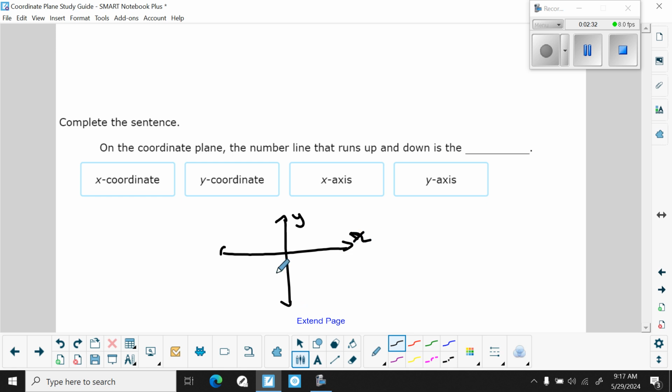Okay, so the one that goes up and down is the y-axis. Some people put y-coordinate. Well, that's not true. The y-coordinate would be the second number when you plot it. So, for example, the point 2, 3, my x-coordinate is 2, and my y-coordinate is 3. That's what a coordinate is. It's the actual number that you are plotting, but the number line that tells you where you are, the up and down, is the y-axis.